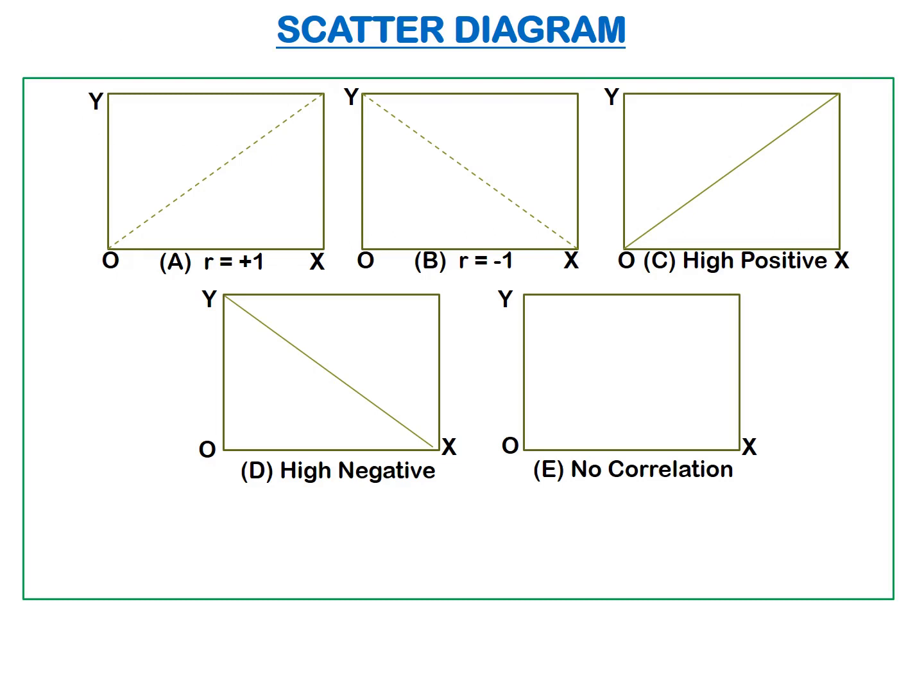In diagram A, there exists a positive correlation between X and Y variable, which is denoted by r equals +1. In diagram B, there exists a negative correlation between X and Y variable, which is denoted by r equals -1. In diagram C, there exists high positive correlation between X and Y variable. In diagram D, there exists high negative correlation between X and Y variable. And in diagram E, there exists no relation between X and Y variable.